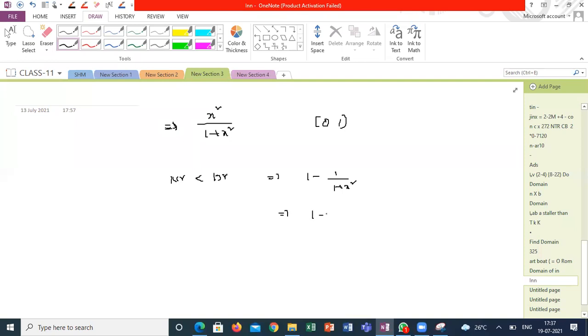So you are subtracting 1 minus some fraction always, for any x value. For x equal to 1, and for x equal to 0, you will get 0 by 1, which is 0. And for x equal to infinity, what will you get? 1 plus infinity, infinity by infinity can't be defined.